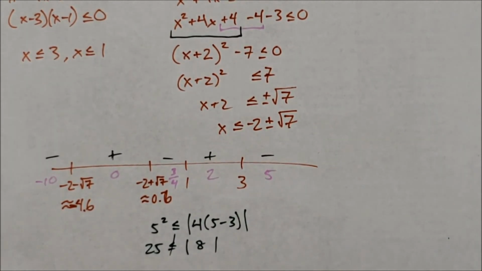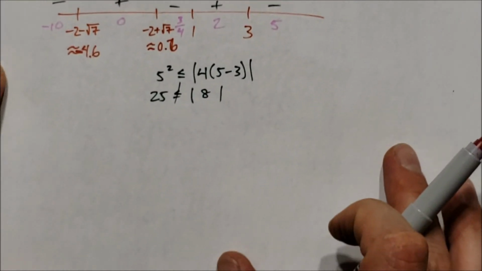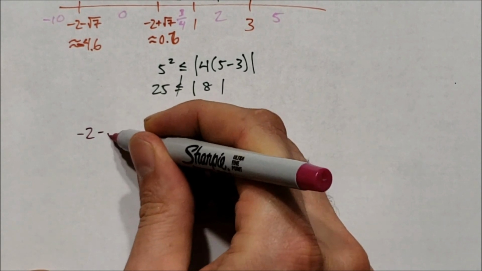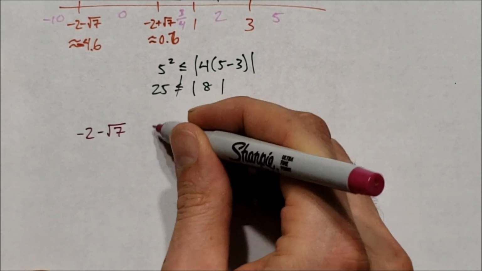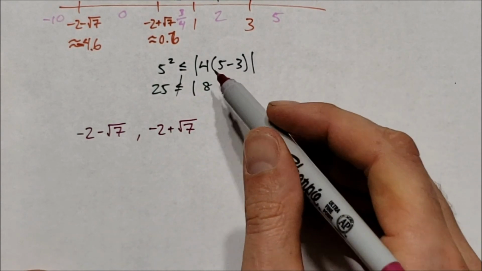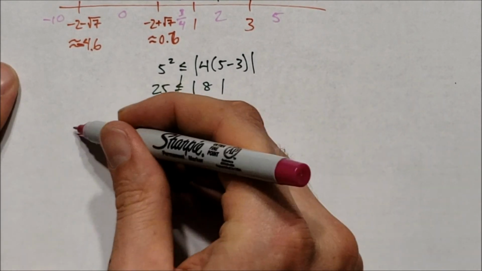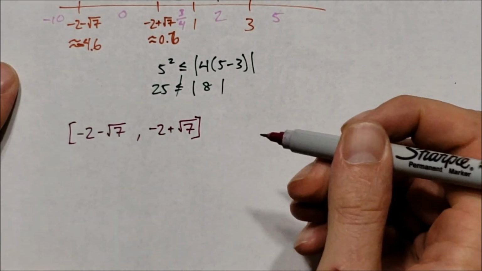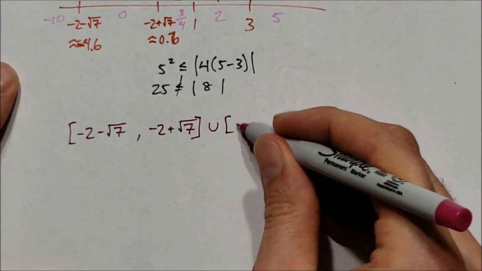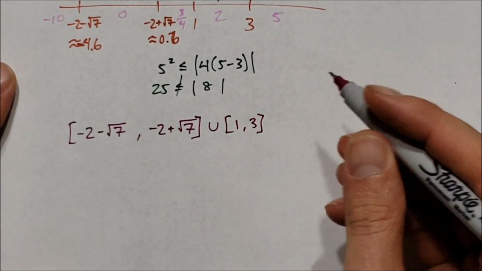So let's go ahead and graph this. Let's write this up in our interval notation. We're going from negative 2 minus the square root of 7 up to negative 2 plus the square root of 7. It is less than or equal to, so we are including both of those. We're going to union that with 1 to 3. That's all there is to it.